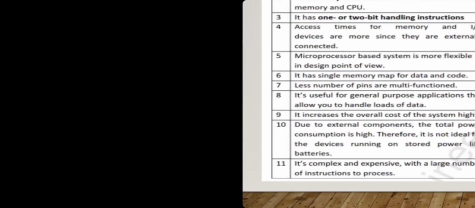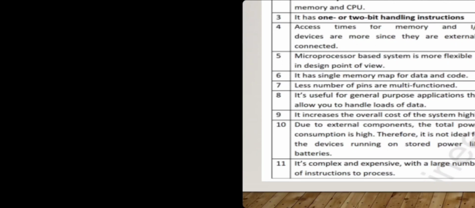Then the ninth point is that a microprocessor increases the overall cost of the system; the overall cost of a microcontroller system is less. Since in a microprocessor we need a lot of devices to be connected externally, the overall cost is high. Due to external components, the total power consumption is high. Therefore, it is not ideal for devices running on stored power like batteries. At the same time, in a microcontroller, as external components are few, total power consumption is less, so it can be used with devices running on stored power like batteries.